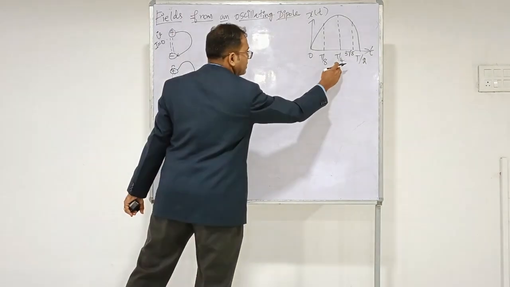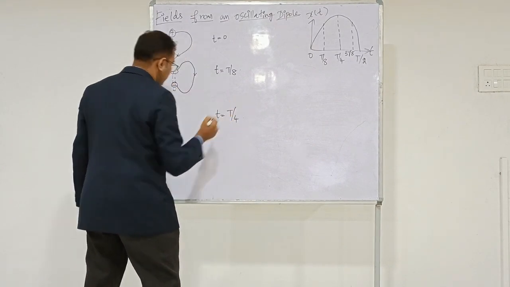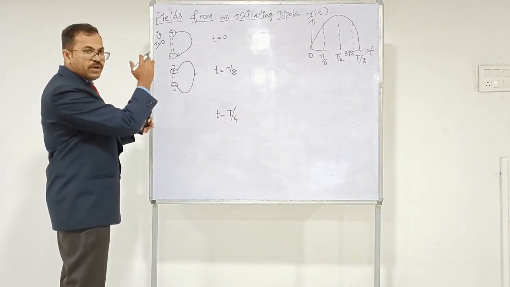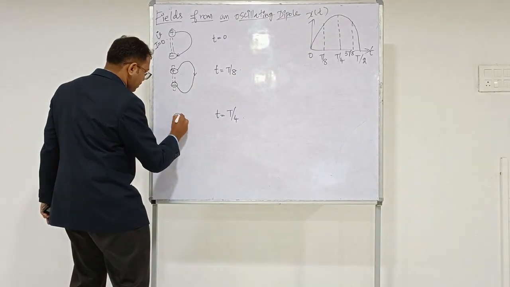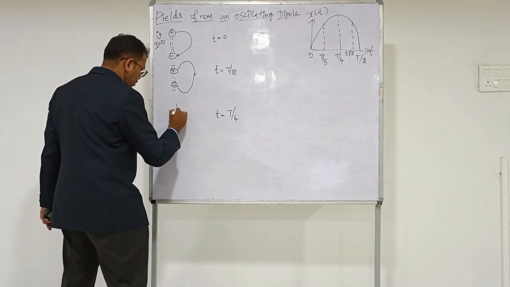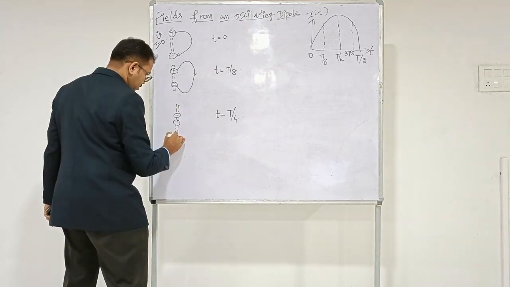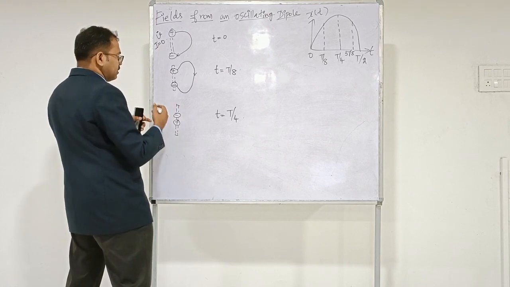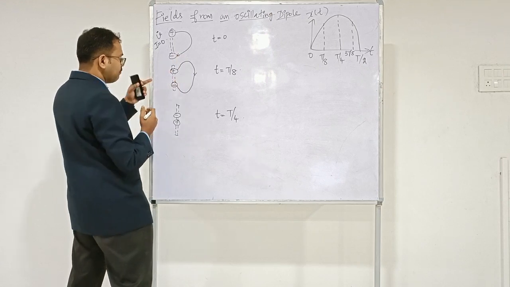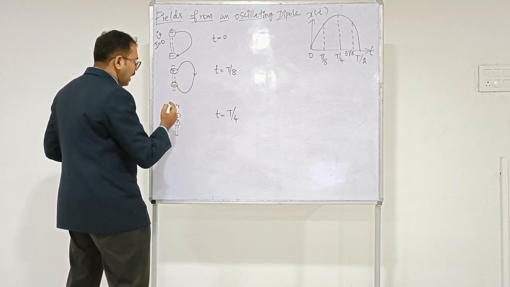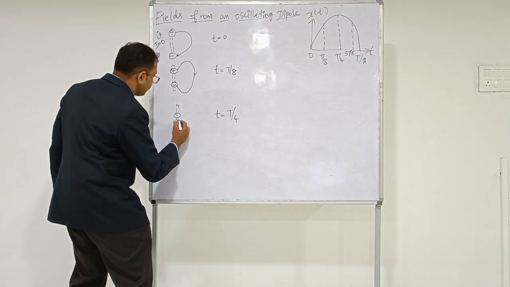Now let me consider this maxima at time t equal to T by 4. At this point the charges would have crossed the midpoint of your dipole. So this is basically your dipole. They have actually crossed their locations. The negative charge moves to the upper half and the positive charge moves to the lower half. Ultimately, this will result in formation of loops.